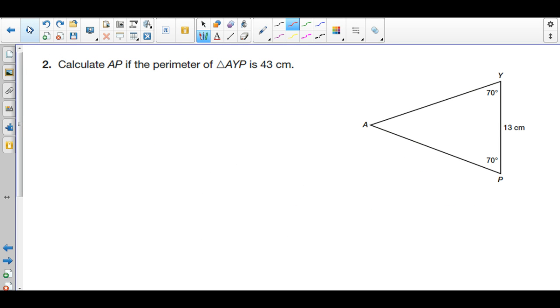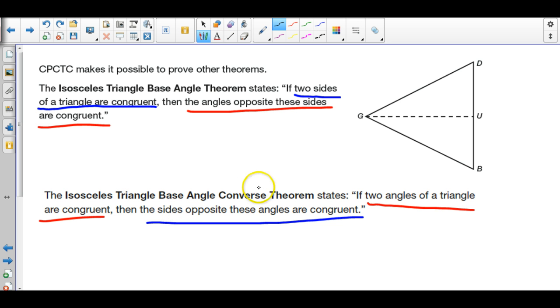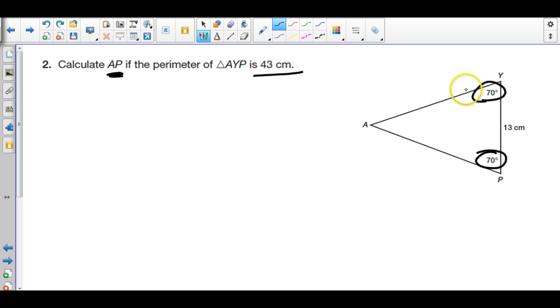And then the last one is an application of this. So we're going to calculate the length of AP, and they are giving me a perimeter of 43 centimeters. Again, perimeter is when I'm going to add up all of these sides. So I'm actually given the converse of that isosceles base theorem, which, if you go back to this, said that if two angles of a triangle are congruent, then the opposite sides of these angles are congruent. So flash forward, I'm given that two angles are congruent. What that means is that segment AP is congruent to segment AY.